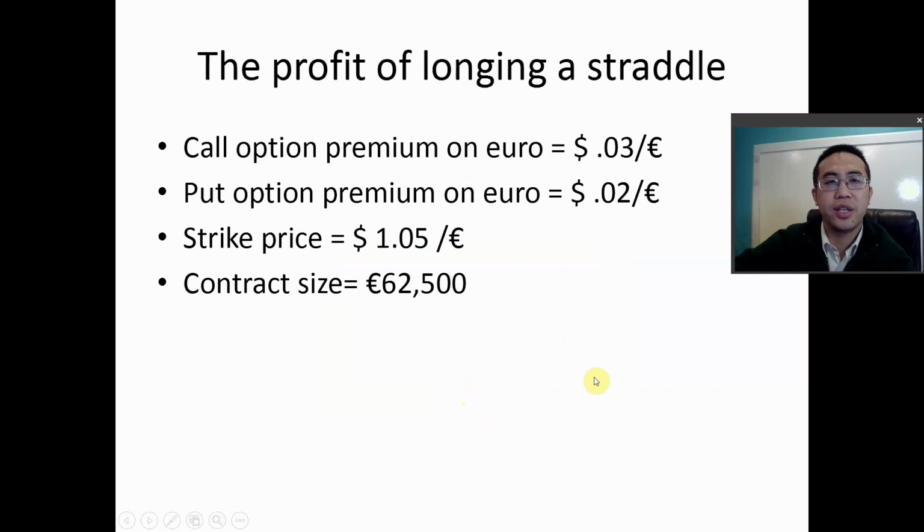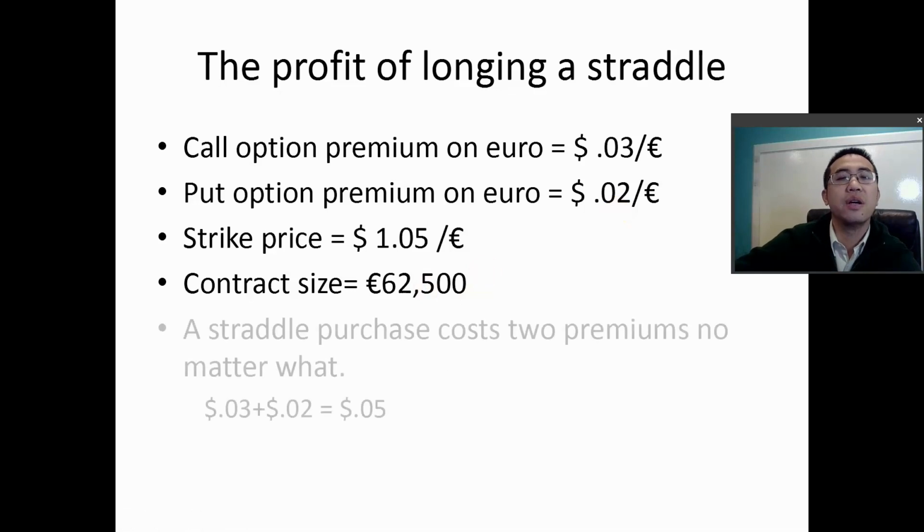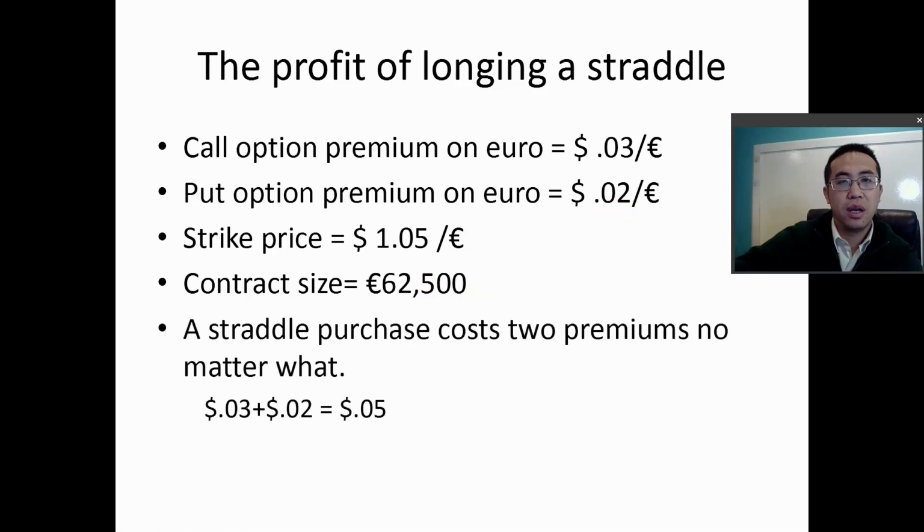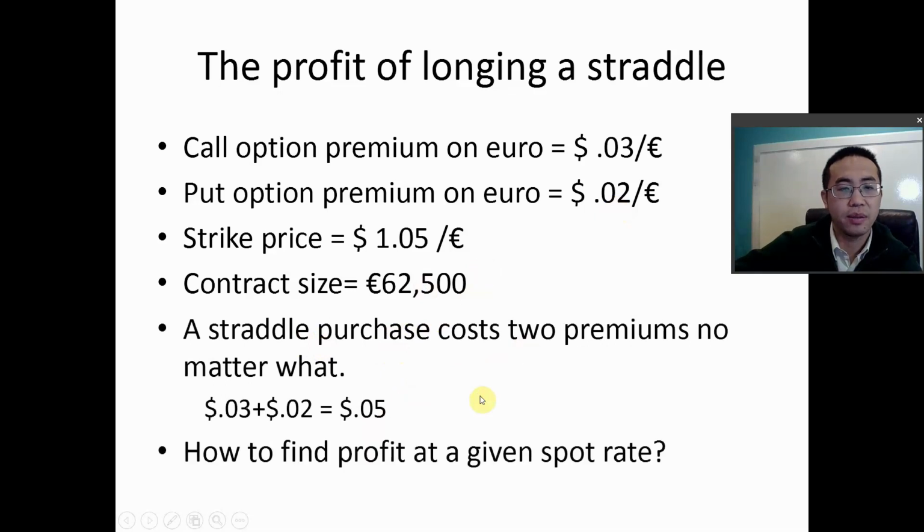Okay, here is an example. Let's see, you have two options, a call and a put on euros, and the call premium is 3 cents, and the put option premium is 2 cents. They both have the same strike price, and you have a contract size of 62,500 euros. So the long straddle strategy would require you to purchase two premiums, so you always pay the two premiums, which add up to 5 cents.